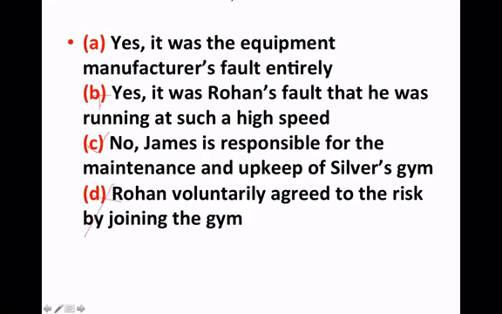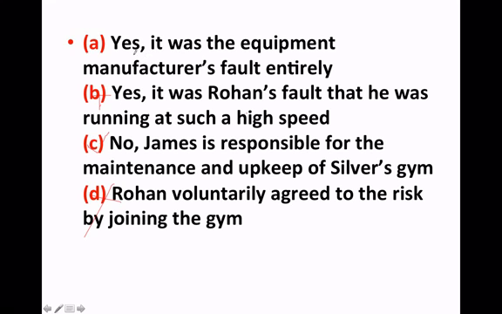Now you can say that it was the equipment manufacturer's fault entirely. This is where you have to take care of your own assumptions. You have to keep aside your own bias. Maybe you feel that it is the manufacturer's fault. Maybe you feel that no, it was not Mr. James Silver's fault. But again, in the question, you do not have to keep your bias in. You have to take out your own thinking, your conclusion that you reach by your heart, your inner feelings that it is his fault or it is her fault.